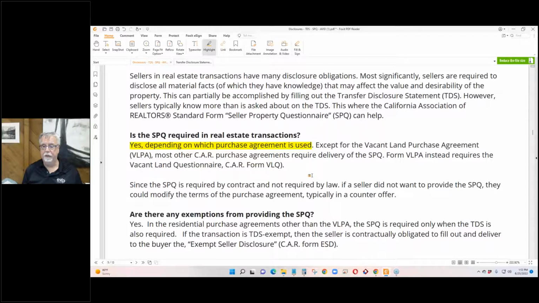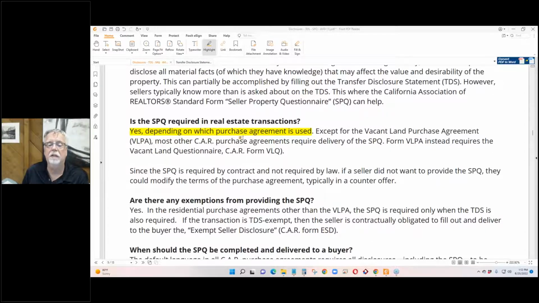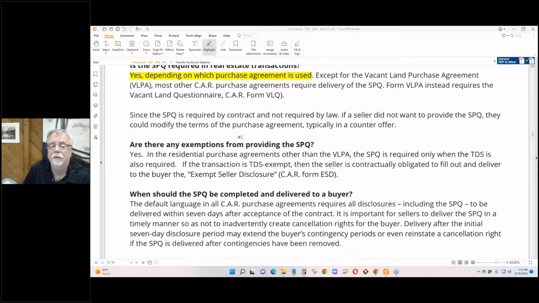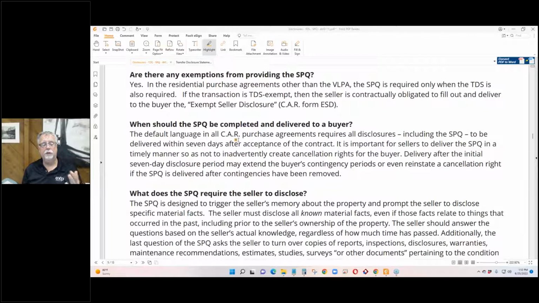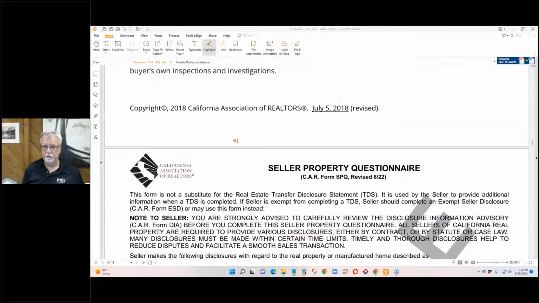But the vacant land doesn't. Some of them do not. Can Google Translate be used here in Chinese? I don't know about that, whether or not you can try it. I think they may have, I don't know what other languages they have of these things. Any exemptions, whatever. I'm not going to really go through all of this. It's in the residential purchase agreement.